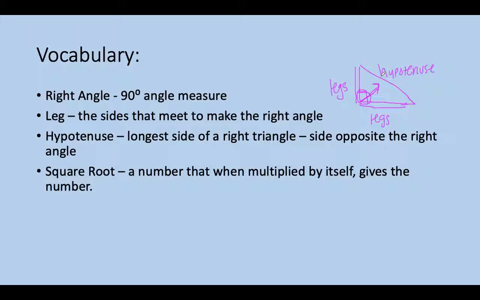Square root, as we have gone over in the past, is a number that when multiplied by itself gives us this number. So what number, when multiplied by itself, gives us 16? I hope you all said 4, because that is correct. So 4 times 4 equals 16, or we write that as 4 squared equals 16. So the square root of 16 is 4.